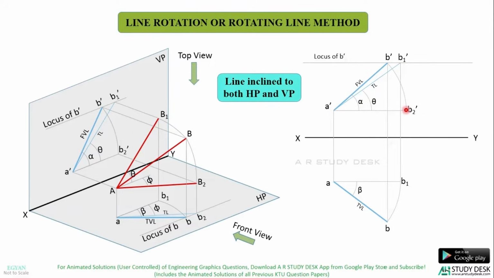Now the front view A dash B2 dash is parallel to XY line, which means that in the top view you should get the true length AB2. So you have A here, you need to get only B2. Where will be B2? It will be on the locus of B. So just project this B2 dash till the locus of B to get B2 and join AB2. This will be the true length of the line, and the angle made by the true length AB2 with horizontal will be nothing but the true angle phi. Hope the line rotation method is very clear to you.